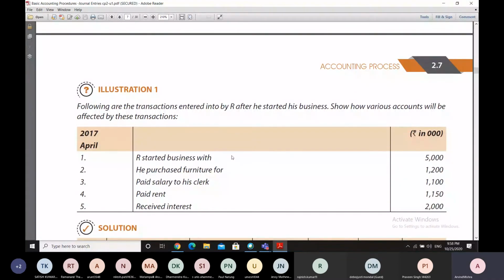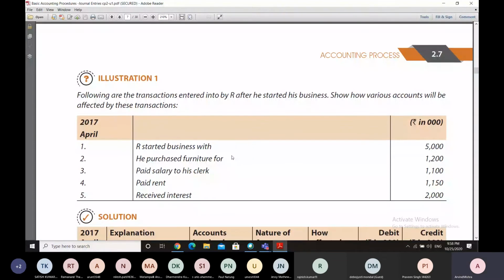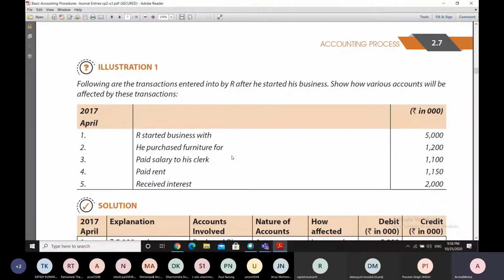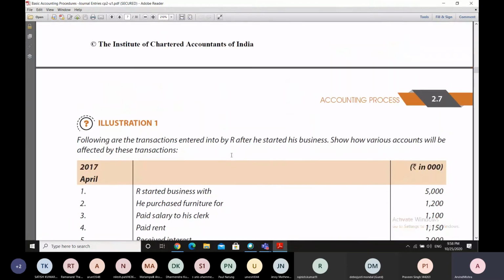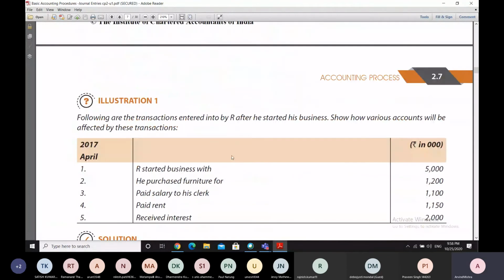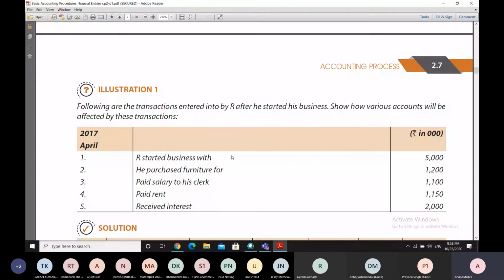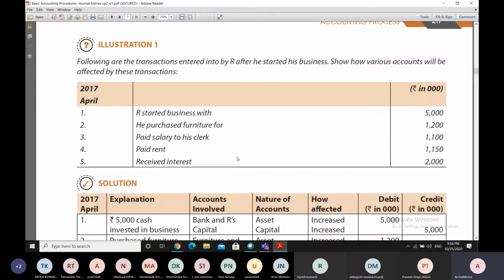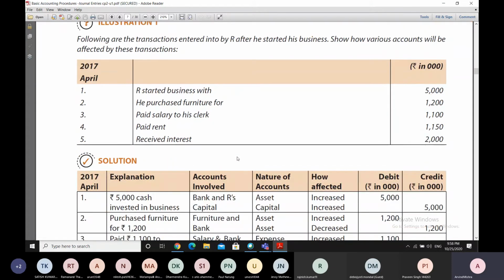Now let us take an illustration. We have some transactions before us, and we'll like to put them in the respective accounts after applying these 5 rules, and we'll see how we can put the transactions in the correct account. The first transaction is that R starts his business with rupees 5,000. When we say that R starts his business with 5,000 rupees, it means that he is increasing his capital.